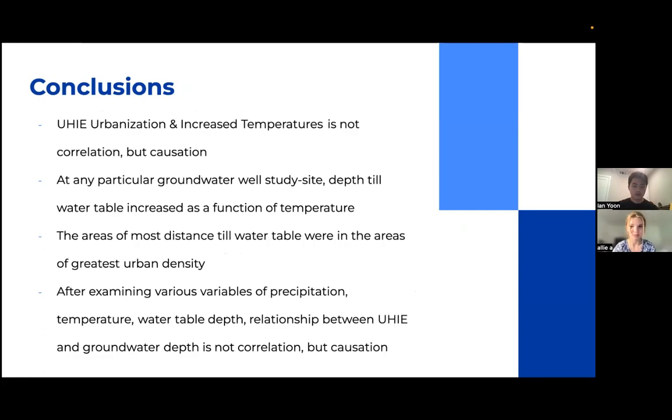As for our conclusions, we had 4 main takeaways. 1, the relationship between the urban heat island effect, urbanization, and increased temperatures is not correlation but causation. 2, at any particular groundwater well study site, depth to water table increased as a function of temperature. 3, the areas of most distance to water table were in areas of the greatest urban density. And after examining various variables of precipitation, temperature, water table depth, and the relationship between urban heat islands and groundwater depth, we have determined that the relationship is not correlation, but causation.